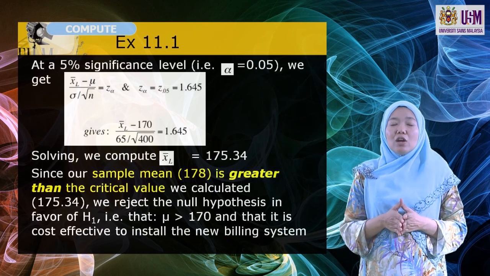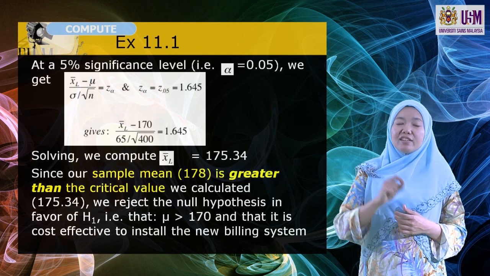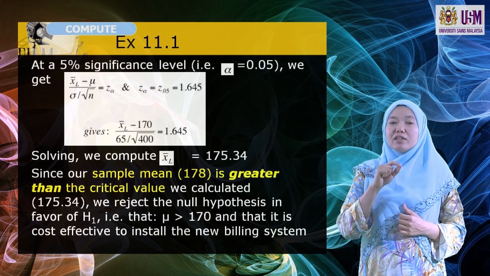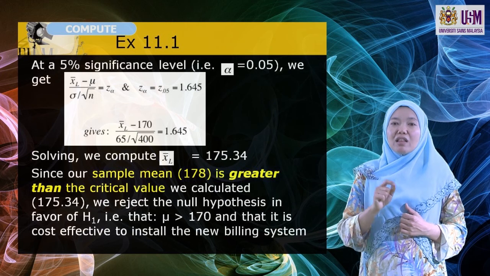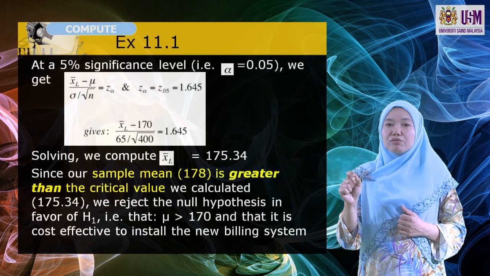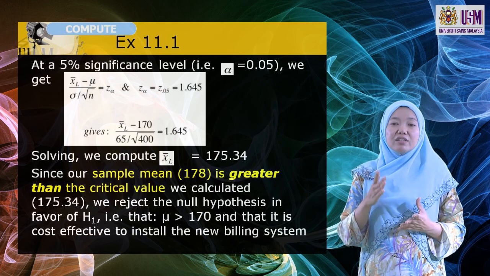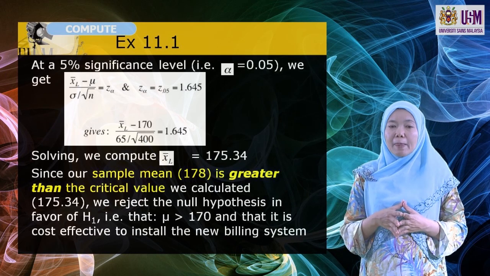So in this case, what you have is X bar L minus mu, which you put in as 170. Sigma is 65. N is 400, so you take the square root of N. And you know that Z at 0.05 is 1.645. So in this case, what you get is X bar L is 175.34. This is your critical value.